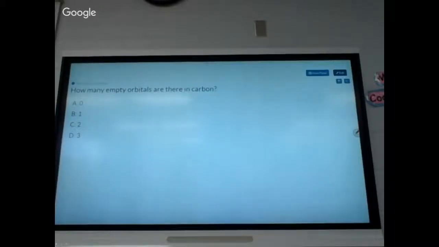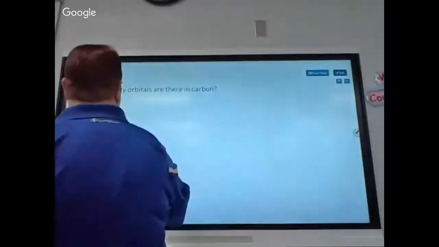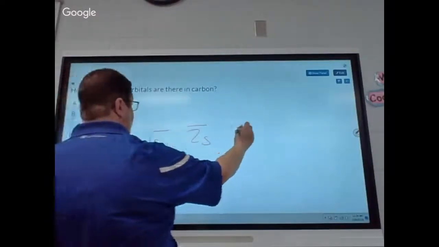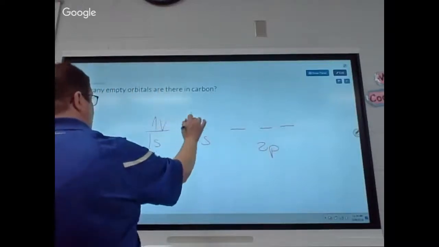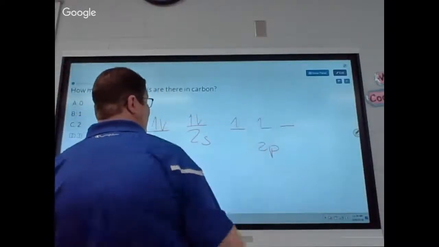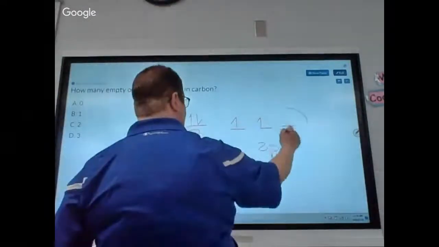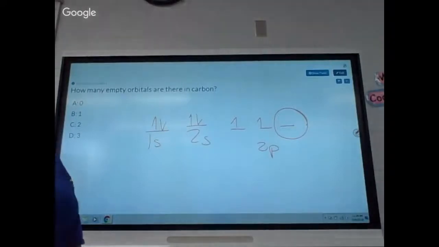All right. So we have 5 people right and 13 people wrong. So how do you do it? What's the answer? The answer is B. I was gonna pick that first. 1, 2, 3, 4, 5, 6. How many empty orbitals are there? I told you, you had to draw it.